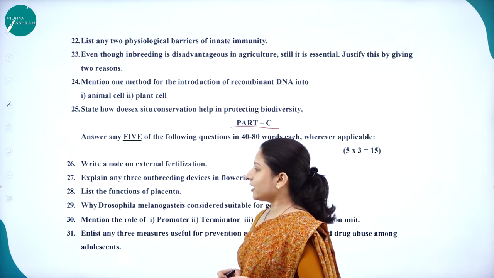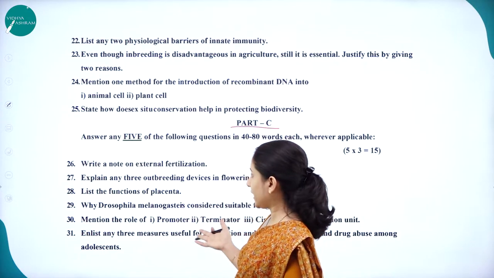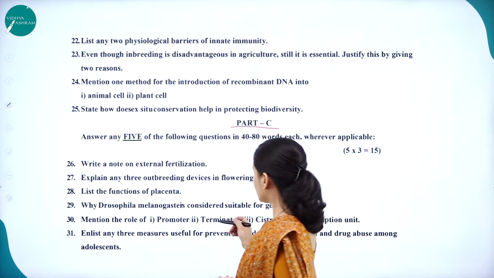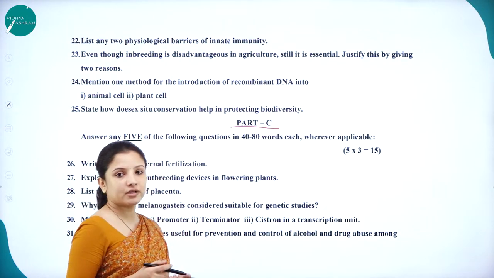So part C, again here, 10 questions are given, out of which you need to answer any 5. So here also, as you can see, this is a 3-mark question. Here also, they have asked: mention the role of promoter, terminator, cistron in a transcription unit.